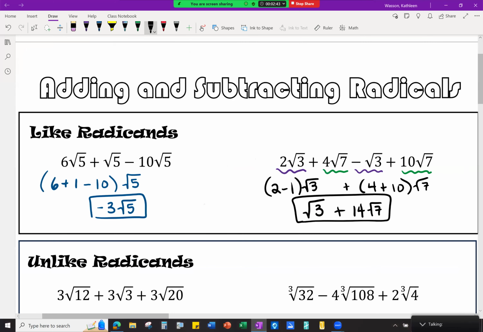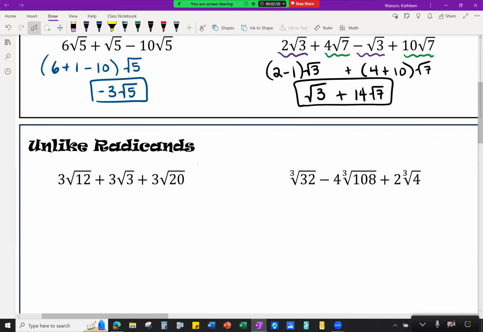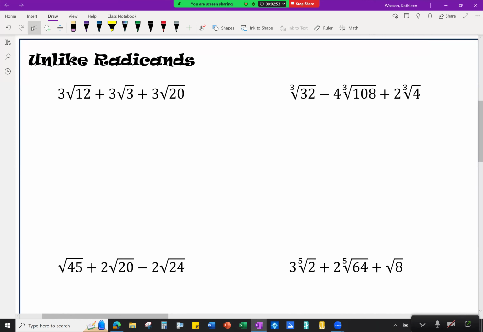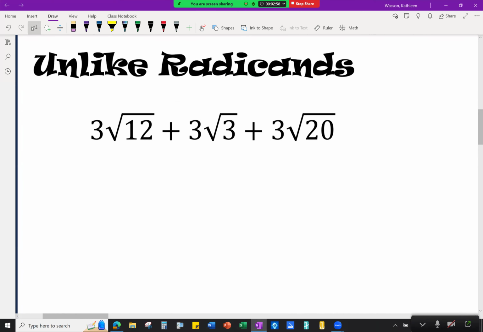When you have expressions that do not have like radicands, you will need to reduce the radicals so that you do have like radicands, and then we'll do it the same way we did the ones just above. I can reduce 12. It's a square root, so my index is 2. So I need a perfect square, or I need 2 matching factors to be able to simplify this radical. All of these are square roots, so I'll need 2 pairs for all of them.